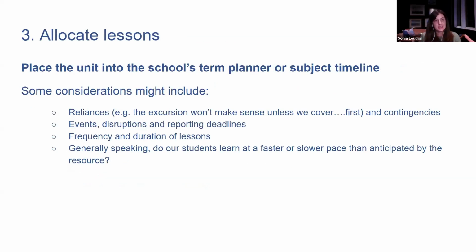Then you take the lessons that are in the unit plan and you actually allocate them over the school's planner or a subject timeline. This is absolutely critical, but it's also something that we tend to skip over or forget. So you really need to note, okay, this unit plan has certain reliances. It's going to have certain events that are going to disrupt it. How are we going to get it done in time?